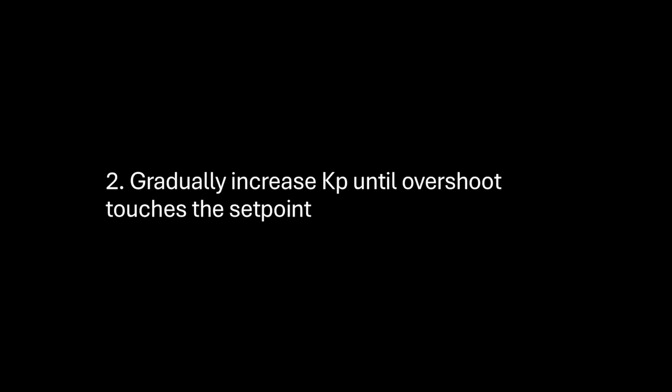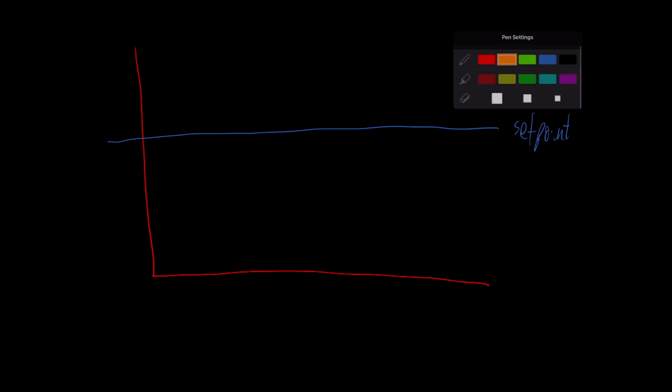So, number one, make Ki and Kd equal to 0. That means remove the integral and remove the differential constants. Number two, gradually increase Kp until overshoot touches the set point. Now what that looks like is, if I draw a graph, imagine blue is our set point and orange is our signal.